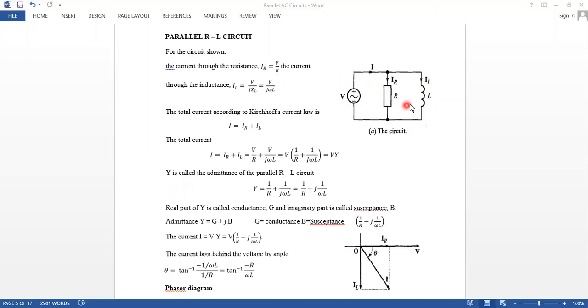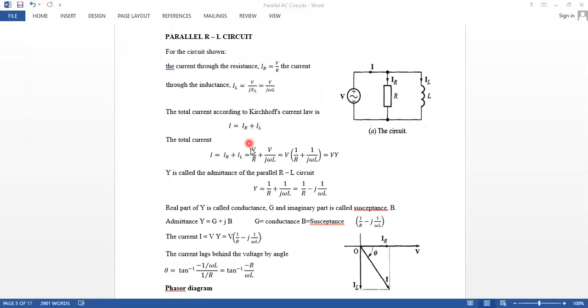Okay, so what is IR given by? If V is the voltage across R and L, IR is given by V by R. And what is IL given by? V divided by j XL, which is the inductive reactance. So the total current according to Kirchhoff's current law is given by I is equal to IR plus IL.